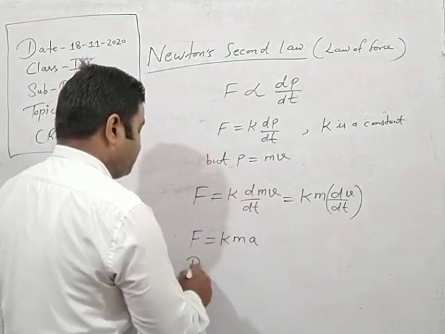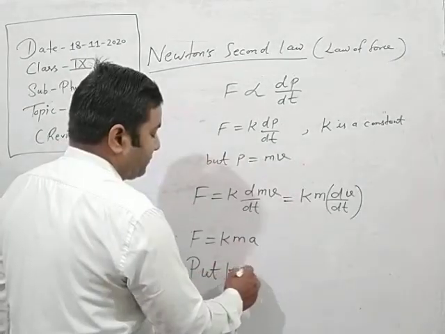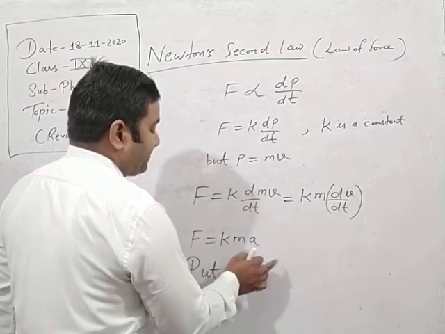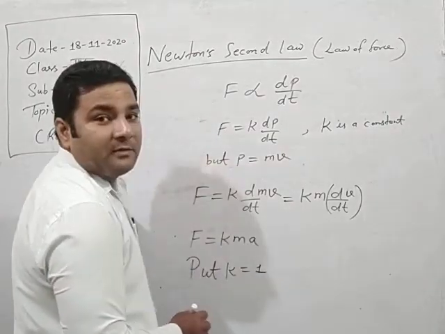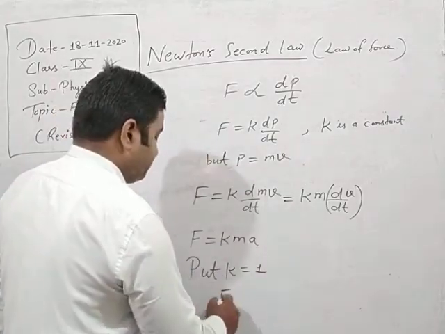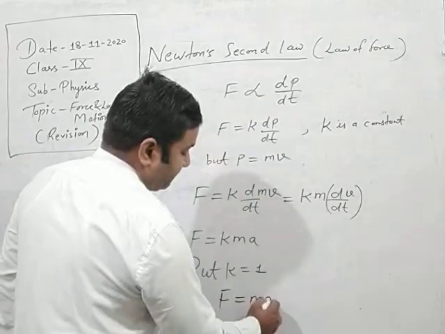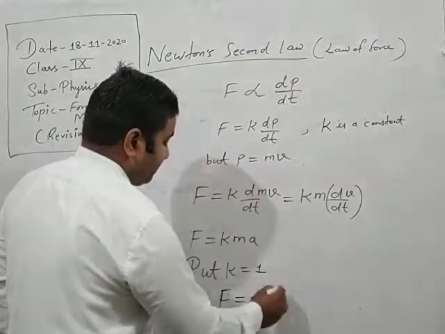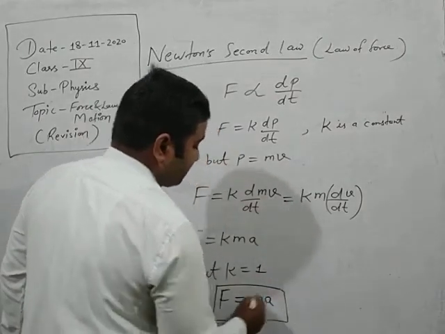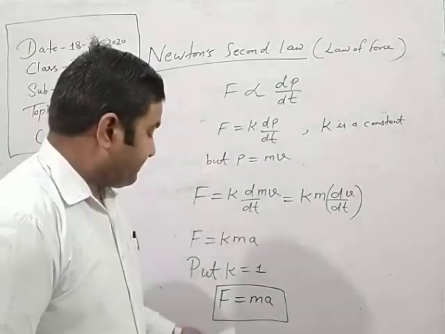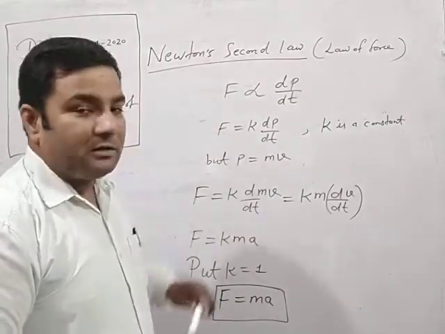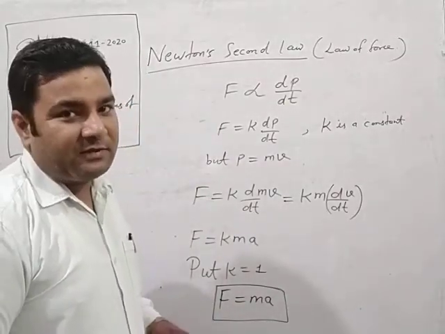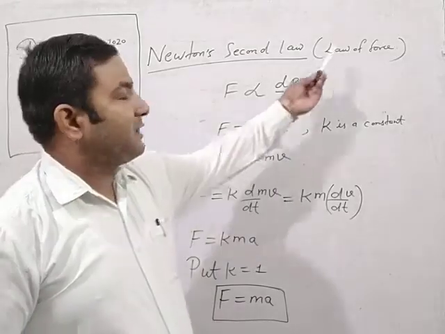Here put k is equal to 1, because by experiment the value of k is found to be 1, then F is equal to ma. F is equal to mass into acceleration. Here force F is equal to ma. By the second law we just derived the formula for force, that's why it is also known as the law of force.